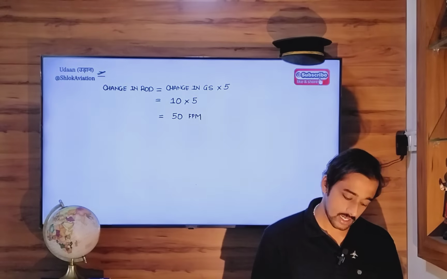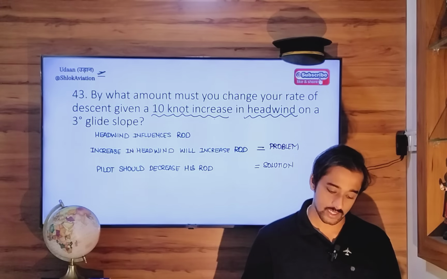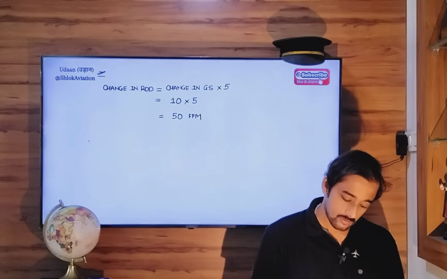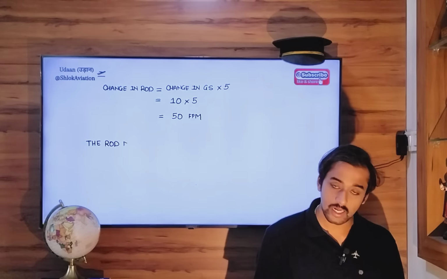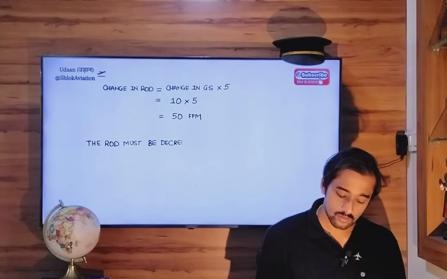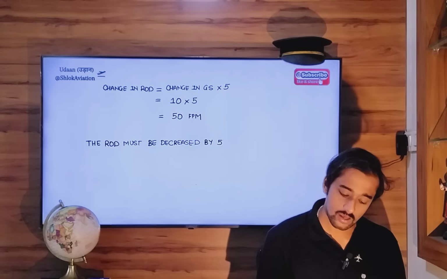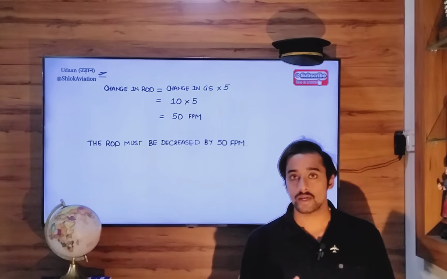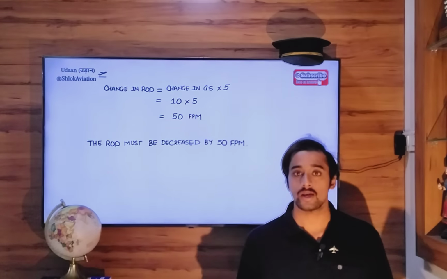So, final answer, by how much must you change your rate of descent? The rate of descent must be decreased by 50 feet per minute in order to continue maintaining a 3 degree glide slope in face of a 10 knot increase in headwind.